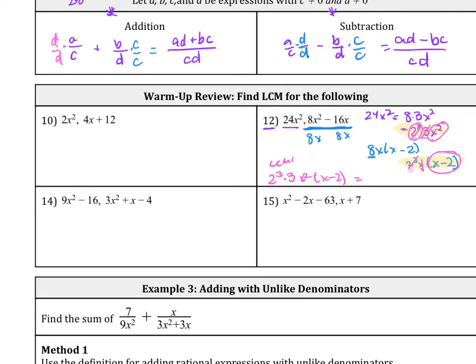So 2 cubed is 8, 8 times 3 is 24, times x squared times x minus 2. And that is our LCM.